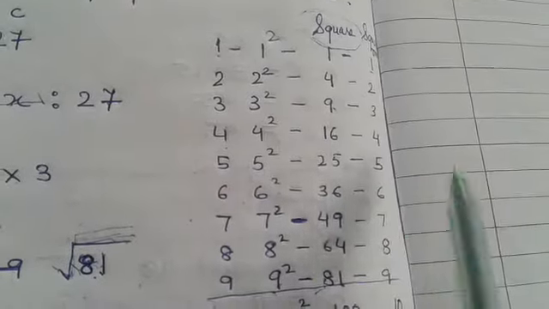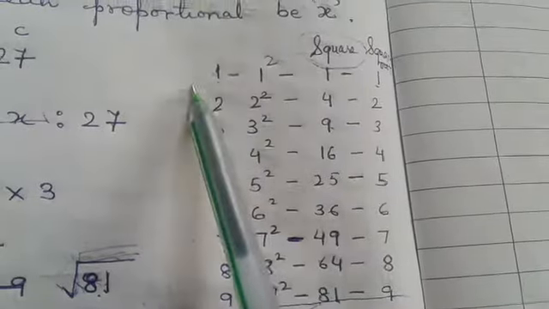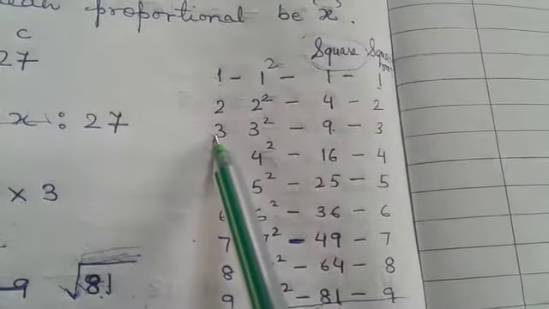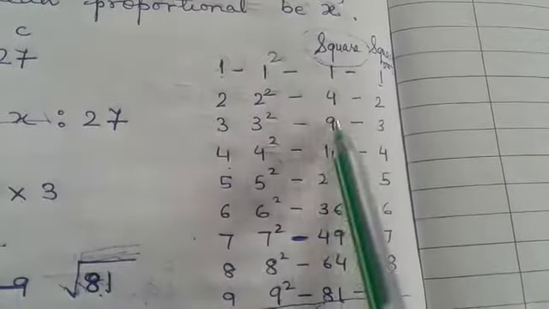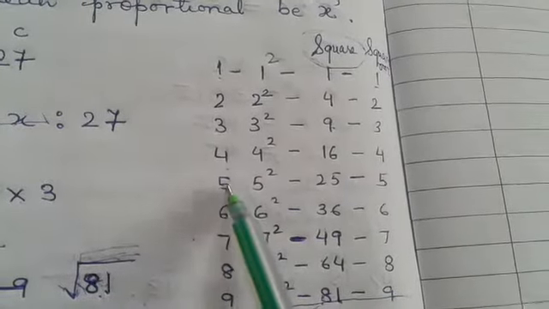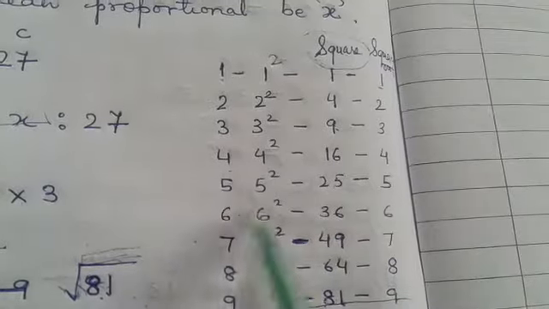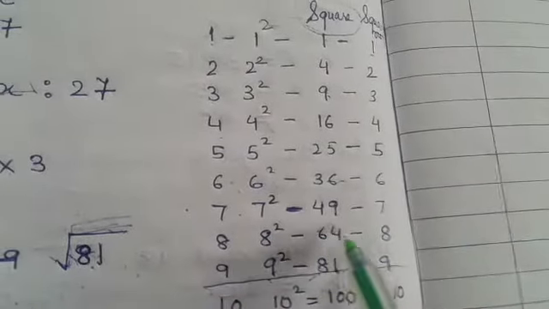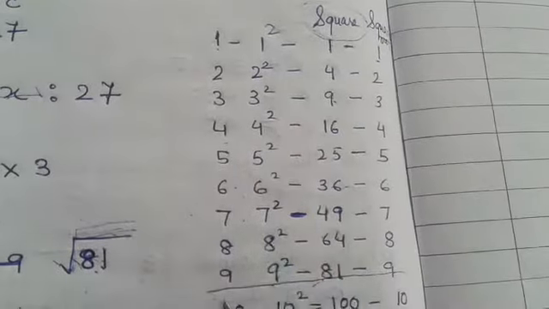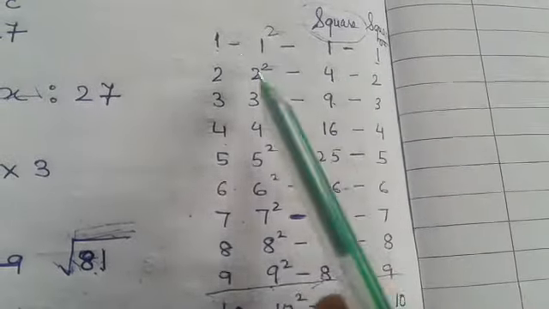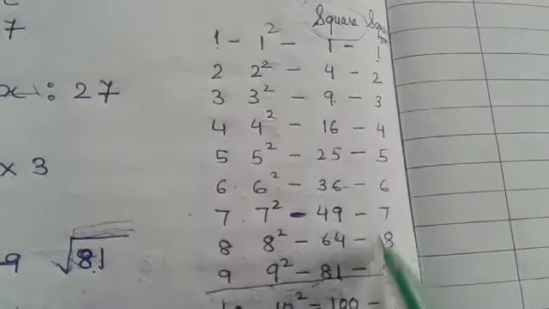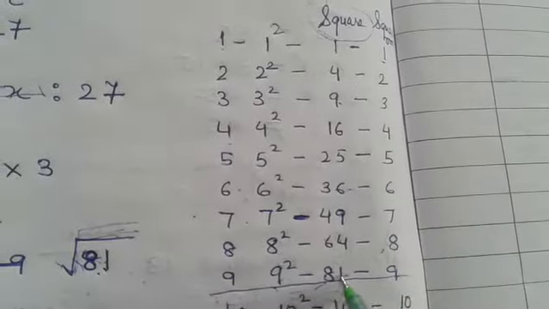The opposite is also there. Square of 1 is 1, square of 2 is 4, 2 2s are 4, square of 3, 3 taken 2 times, so 3 3s are 9, 4 4s are 16, 5 square 25, 6 square 36, 7 square 49, 8 8s are 64. So these are all squares of these numbers, and we say these are all square roots of these numbers.